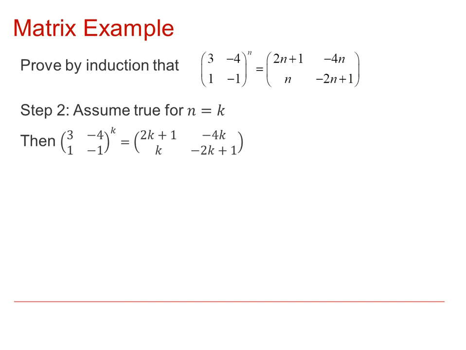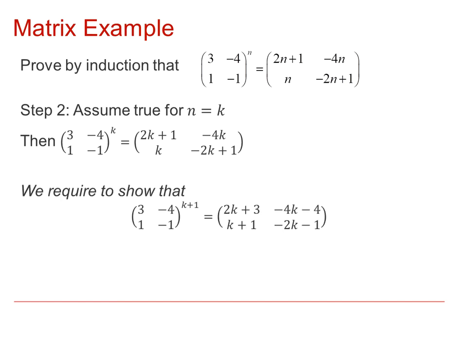And then substituting n equal to k plus 1 into the equation itself, you can see that what we're required to show is that (3, -4; 1, -1) to the power k plus 1 is equal to (2k+3, -4k-4; k+1, -2k-1). So that's putting n equal to k plus 1 into this equation here.